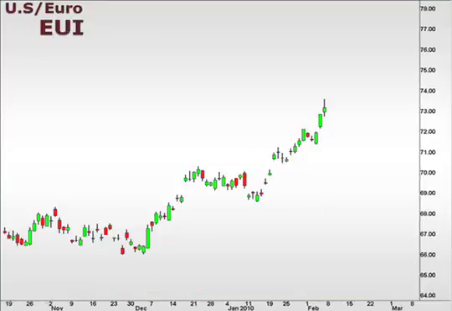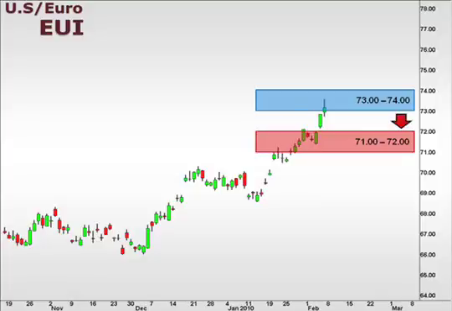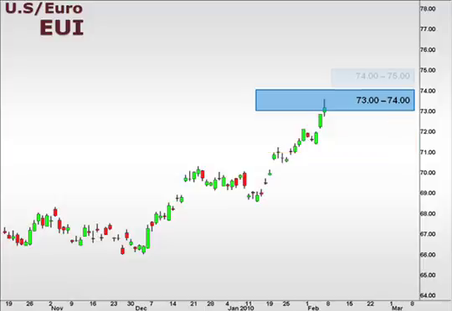Well, the US dollar continued to strengthen against the euro as seen here in the EUI. The pair value traded into our 73-74 focal zone, and at this point, after such an extended move higher, we would expect some consolidation and perhaps a retracement that might see the pair value come back in to test the 71-72 box once again for support. If the pair value does continue higher, we would suspect the momentum to the upside to slow down as it reaches into the 74-75 box.